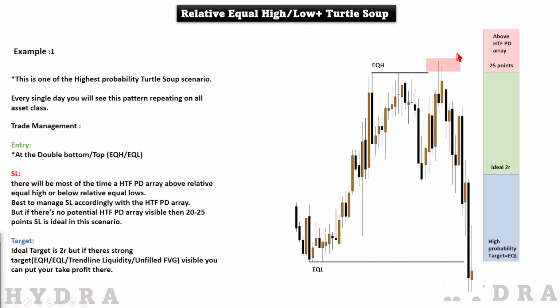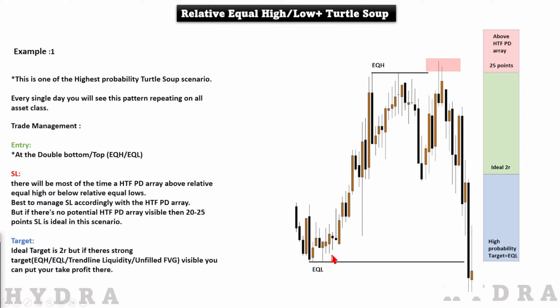If you spot a higher time frame PD area, you apply the anatomy of PD area. But if you don't have a higher time frame PD area, you put your stop loss above 25 points and you target the swing low right here. And as you guys can see, when price was going up, hitting the relative equal high, it also generated these relative equal lows right here.